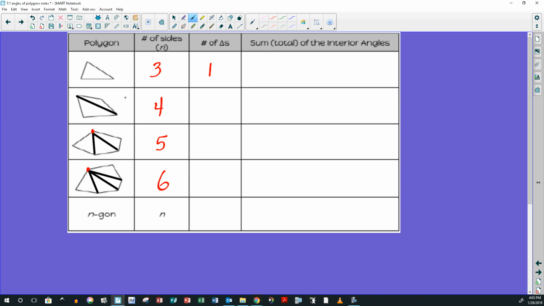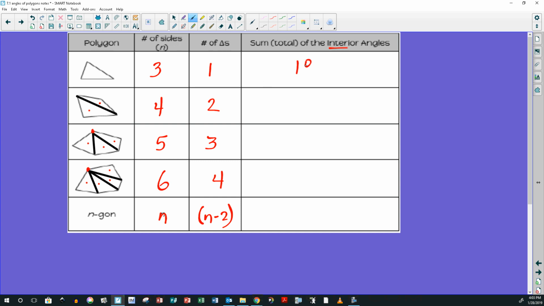Here I have 2 triangles. 1, 2, 3 triangles. 1, 2, 3, 4 triangles. Well, I bet if I had 7 sides, I would have 5 triangles, because what I notice is that the number of triangles appears to be 2 less than the number of sides. So if I have n number of sides, then that means I have n minus 2 triangles.